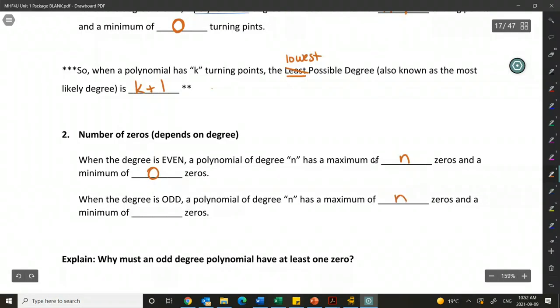What about minimum number of zeros for an odd degree polynomial? What are we seeing in the chart, Matt? 1. Must have 1 zero.